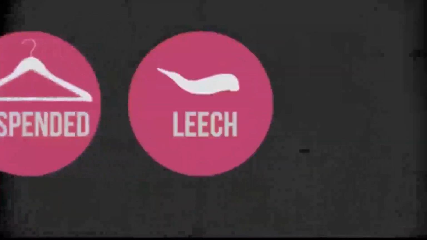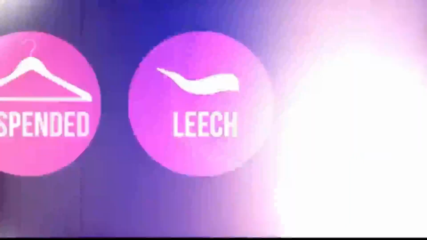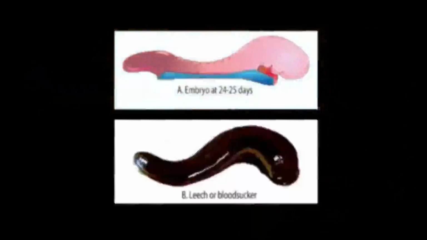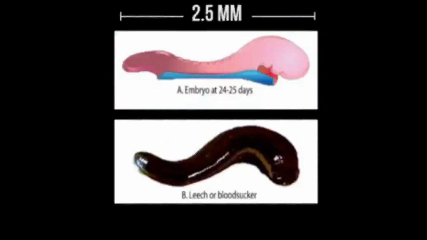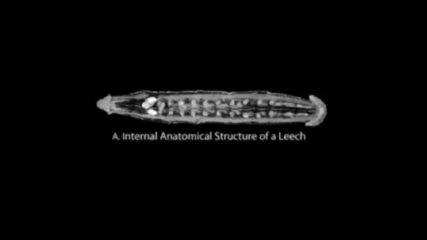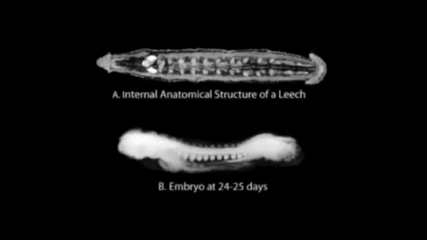What on earth would an embryo have to do with a leech? Figure A shows the structure of an embryo at 25 days. Figure B shows a leech. Now please note once again that the embryo in this stage is no greater than the size of a kernel of wheat. This is an X-ray of the embryo at 22 days. This is the internal structure of a leech. It's mind-blowing stuff, but you still haven't seen anything yet.